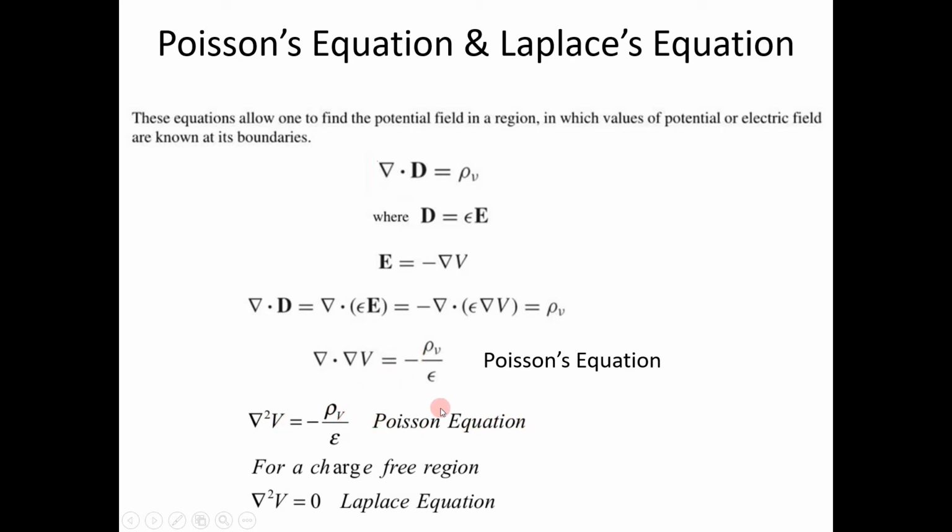This is Poisson's equation. And if we consider a charge free region, where there is no charge, then rho V or charge density will be 0. Then this equation will be modified to del square V is equal to 0. That equation is called Laplace equation. So this is Poisson's equation, that is del square V is equal to minus rho V by epsilon, and a small modification of Poisson's equation will give you Laplace equation. Del square V can be equated to 0 if there is no charge in the region.